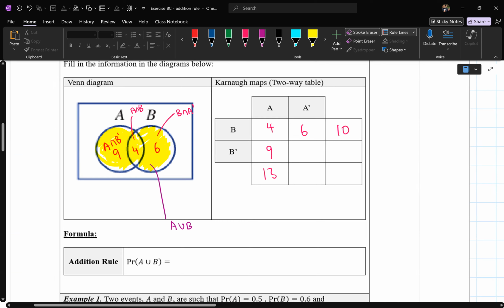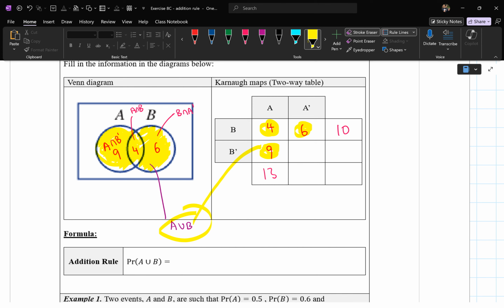And if you look at the Karnaugh maps, you can realize that 4 plus 6 plus 9, if you add those top 3 corners there, that actually gives you A union B as well. And this is going to help you when you're solving problems. Sometimes you don't draw the Venn diagram, you use a two-way table, knowing that those 3 regions give you the combination of A and B all together. Okay, now here's the rule.